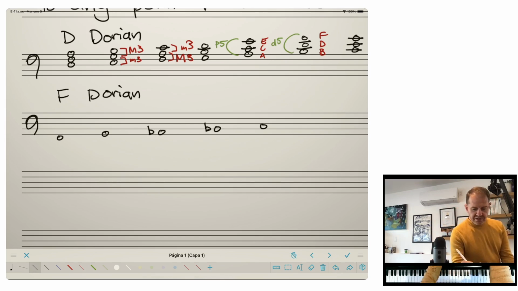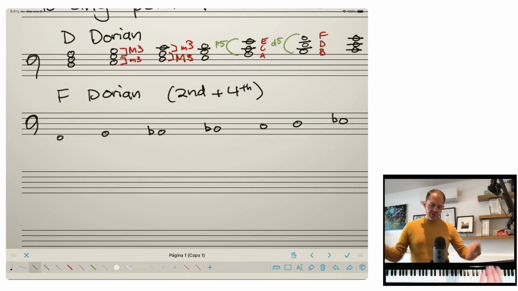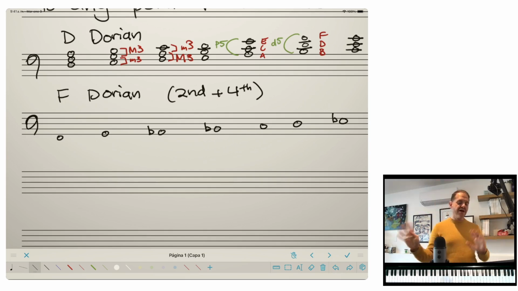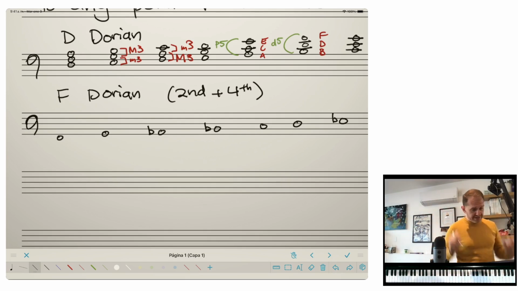And instead of doing 2/3, let's stack a second and a fourth. So our voicing here is going to be a second plus a fourth. And notice that I don't specify major second, minor second, or perfect fourth, because if I do that, I'm not going to get modal voicings. I'm going to actually start doing what's called planing, which is a cool thing, but a different thing.